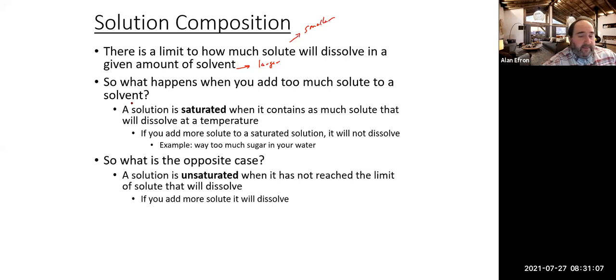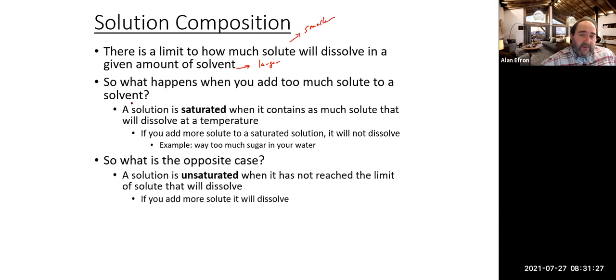It's pretty much going to pile up there on the bottom of whatever the beaker or test tube may be. So a saturated solution is that point where you exactly hit the maximum amount that you can get to dissolve. The opposite of that is an unsaturated solution. And in an unsaturated solution, we really haven't hit that point yet.